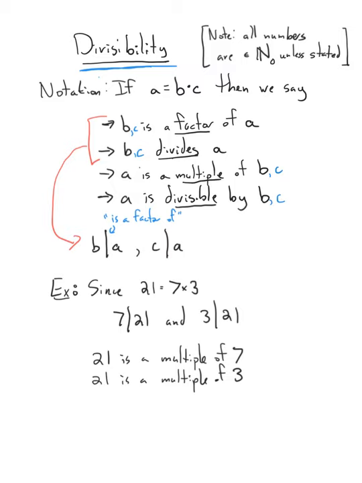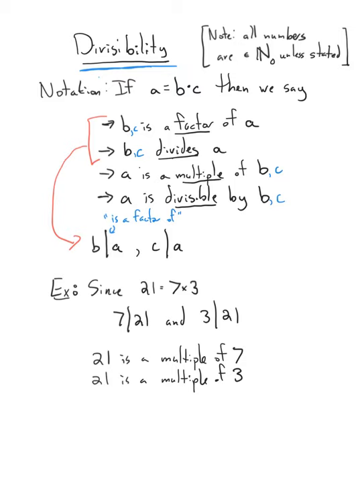Okay, so now some notation. Let's say we have a whole number a, and it equals b times c. I can write a as b times c. For example, 21 is 7 times 3. So, just some language. We'll say that the numbers that you can multiply together to get a, we'll call them factors of a. So we'll say b and c are factors of a.